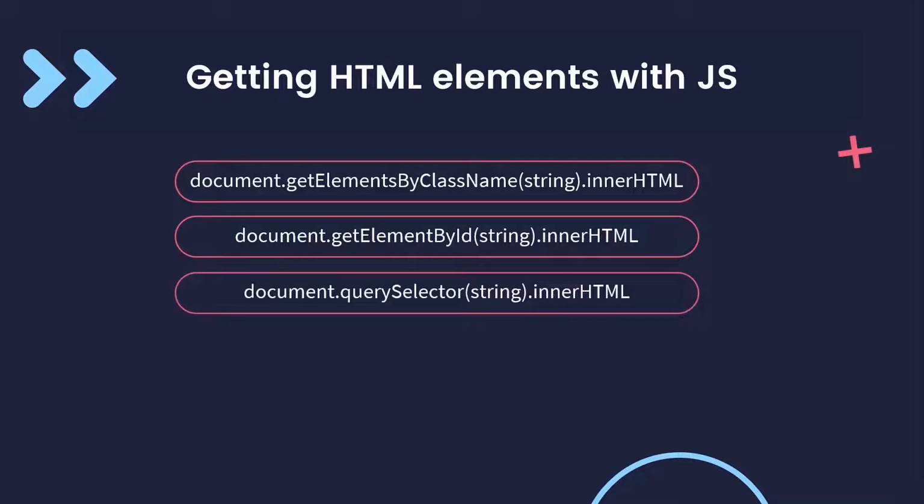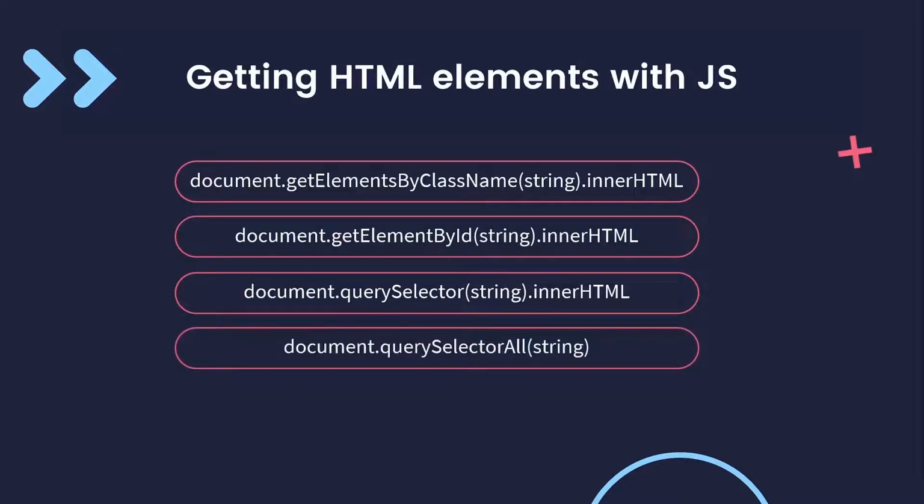Moving on, we've also got document.querySelector, which also takes in a string, innerHTML. And this is definitely one of the approaches we will be using to get our elements in HTML. And then lastly, document.querySelectorAll, which takes in a string parameter. Okay, now throughout this lesson, we'll be referencing the last two and we'll be working quite extensively with these two methods. So let's take a look at the first example of querySelector.